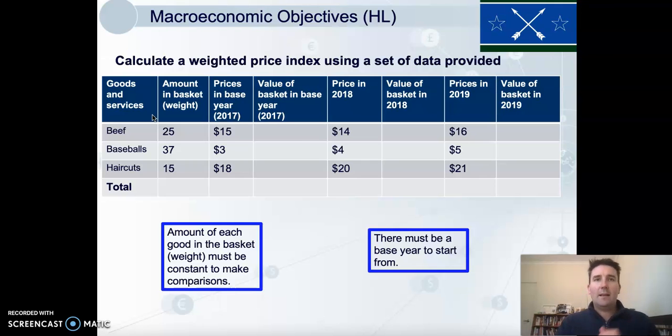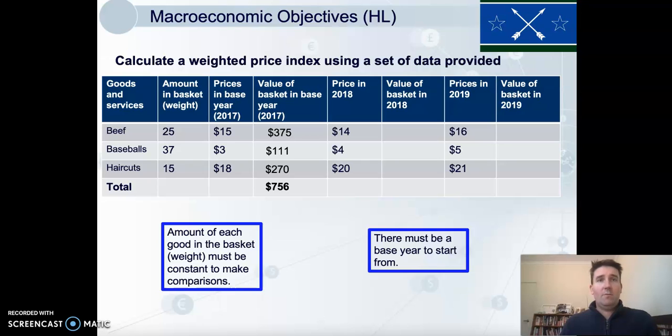First thing we need to do is calculate the value of the basket of goods and services in the base year. You've got your weights, you've got your prices, so pause now and have a go. Okay, we should have got $756. Here's how. We multiply the number of each good in the basket by the price. So for example, 37 baseballs at $3 each is $111. Then we add up these three values to get $756.